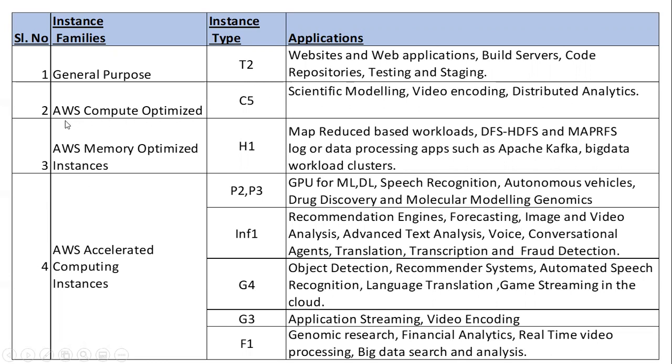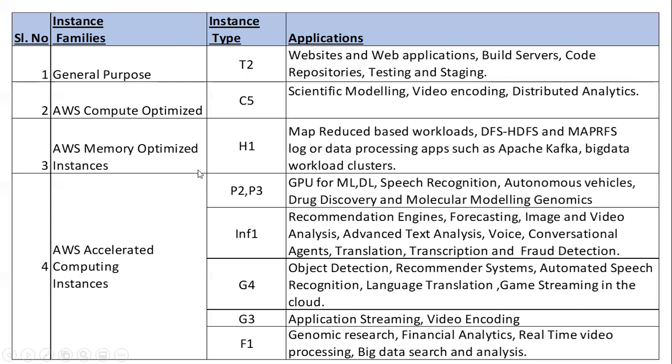Moving on, let's look at the AWS compute optimized instance family. One of the popular instance types here is C5. It is mainly optimized for scientific modeling, video encoding, and distributed analytics.